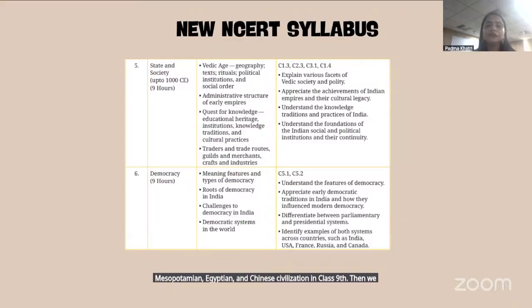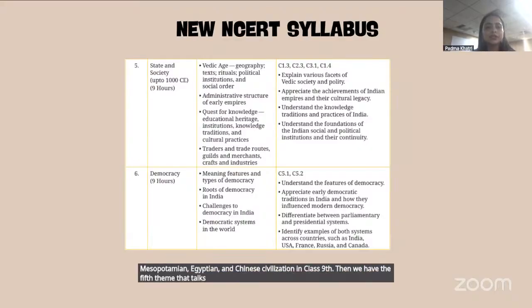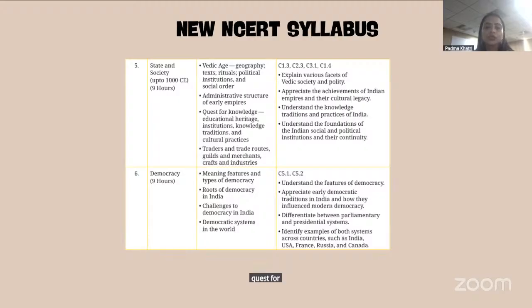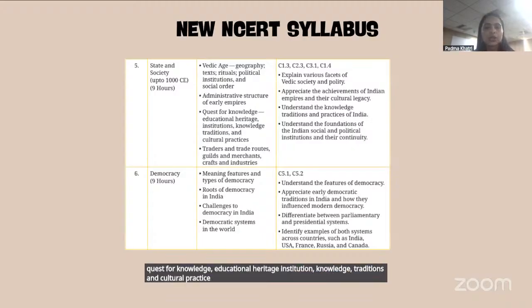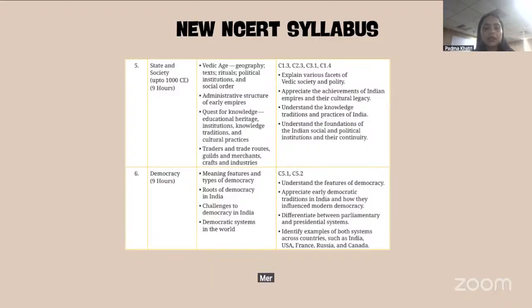Then we have the 5th theme that talks about state and society up to 1000 CE. Here they will learn about the Vedic age, its geography, texts, rituals, political institutions and social order, administrative structure of early empires, quest for knowledge, educational heritage, institutions, knowledge traditions, and cultural practices, traders and trade routes, guilds, merchants, crafts, and industries. Then the 6th theme is democracy.